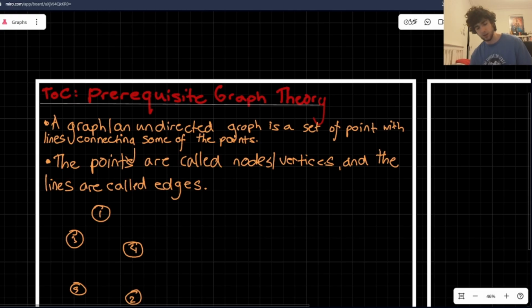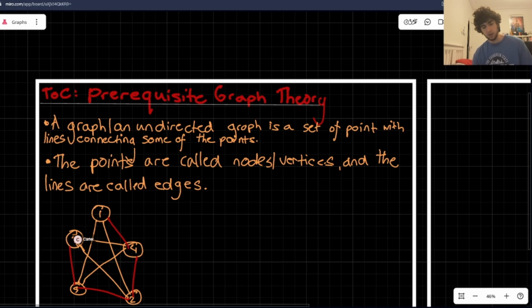In this case, I'm going to connect them like this. 1 is connected to 2, 2 is connected to 3, 3 is connected to 4, 4 is connected to 5, and 5 is connected to 1. That gives us this star shape, and this is a valid graph. What you'll notice is that not all points are connected, because 1 is not connected to 4. 1 is not connected to 4, 4 is not connected to 2, 2 is not connected to 5, 5 is not connected to 3, and 3 is not connected to 1.